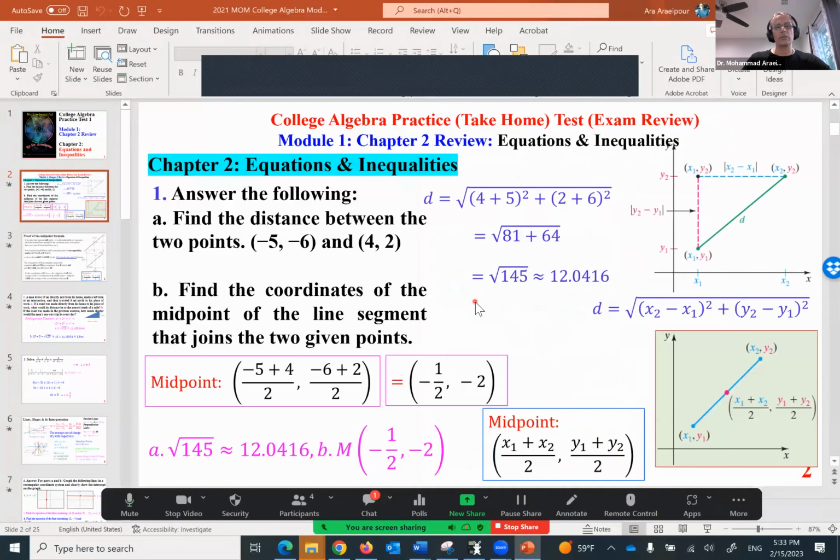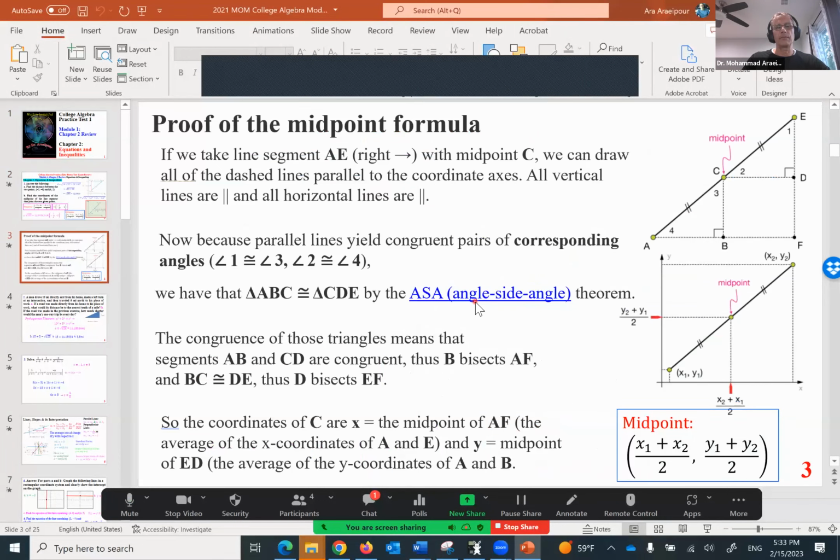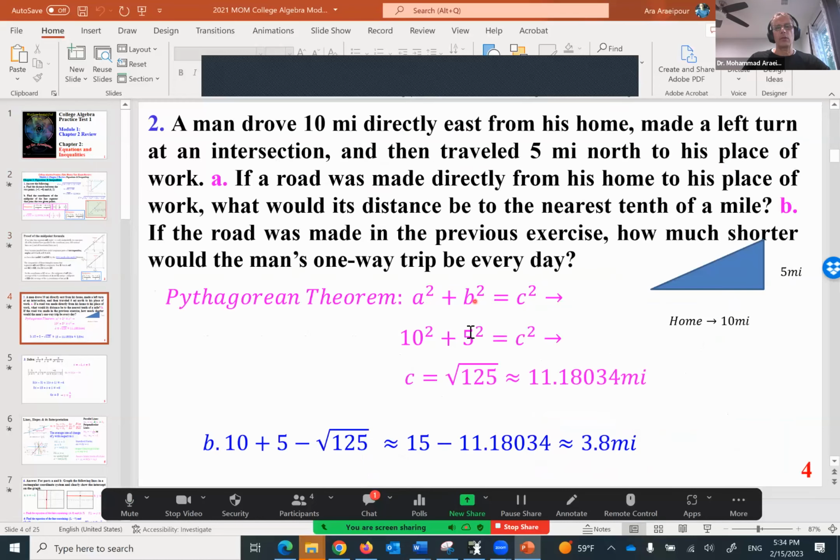First, we started with distance and midpoint formulas. We looked at an application problem involving the Pythagorean theorem, a squared plus b squared equals c squared.